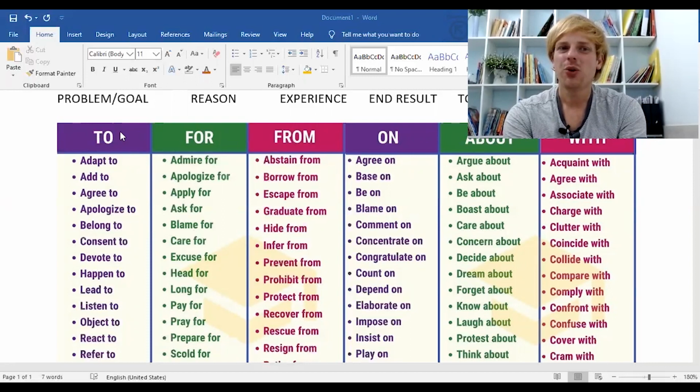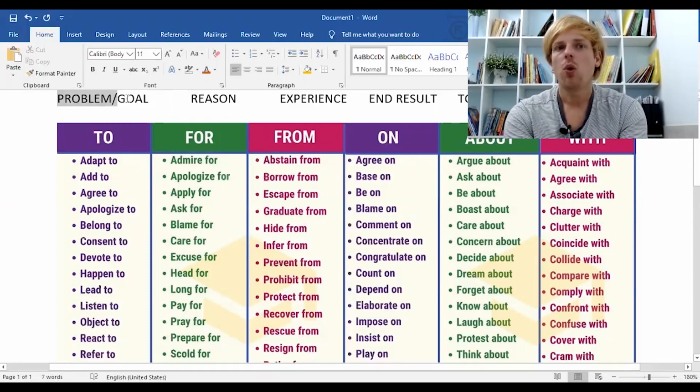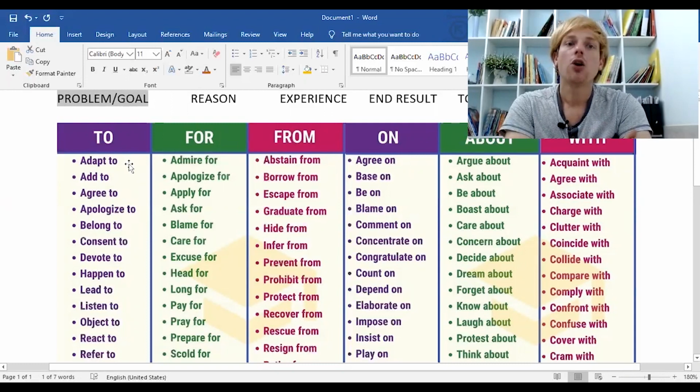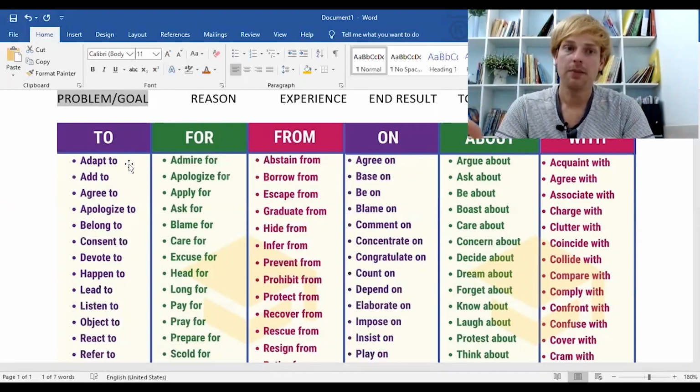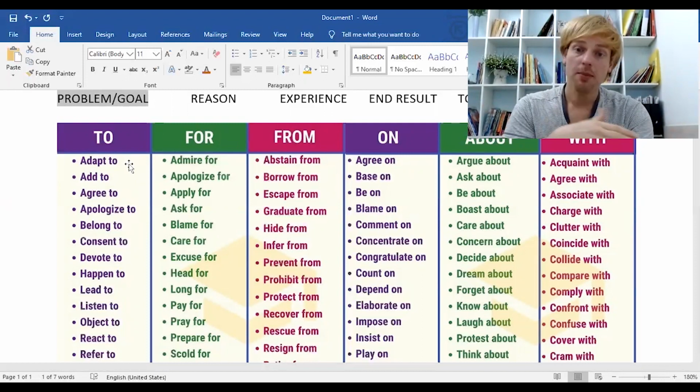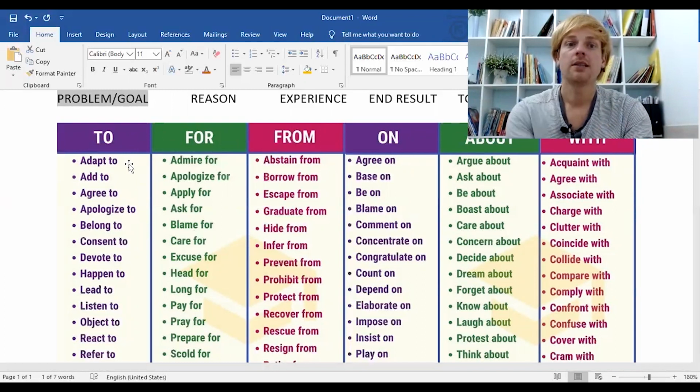If it's "to", it is usually a problem or a goal. Adapt to the cold winter, right? Agree to the assignment, okay? Consent to the agreement, right? So it's either a problem or a goal for most of these.